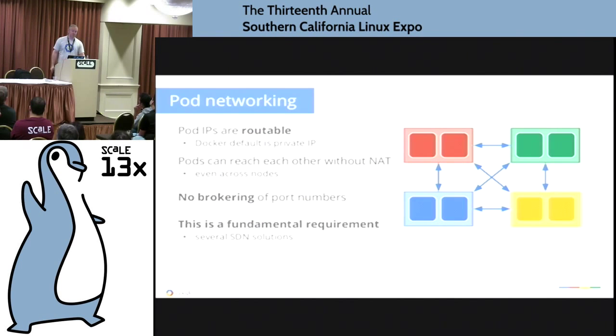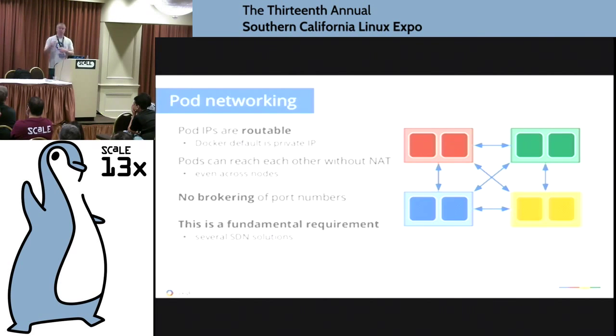So we set up a rule with Kubernetes that all pod IPs are routable. We're not going to use Docker's default 172.17 networking. When you create a container on a Kubernetes system, it gets a real IP address that is on the same network as the host of the machine.